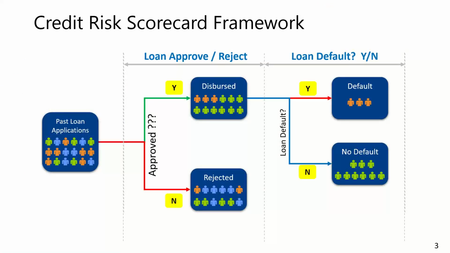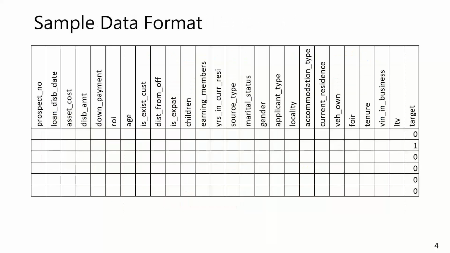This is the broad framework which I explained yesterday in our day 2 session, where we get loan applications, and the loan applications are either approved or rejected. The approved cases are actually disbursed. Once the loan is disbursed, the customer pays the money, or maybe the customer may default. Depending upon that, the customer is classified as yes or no. This historical data is what we use while building a credit scorecard.